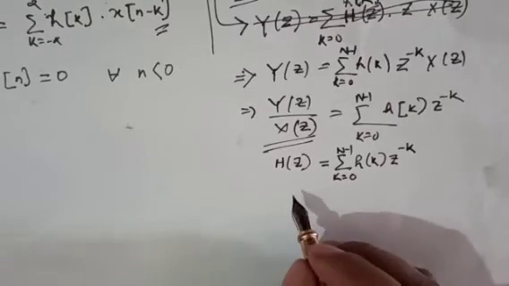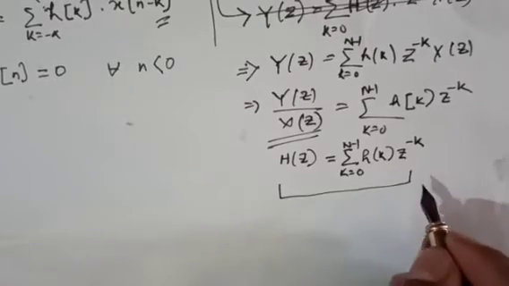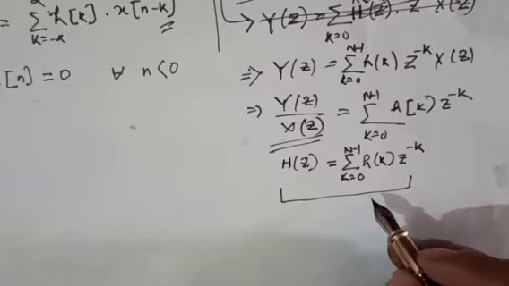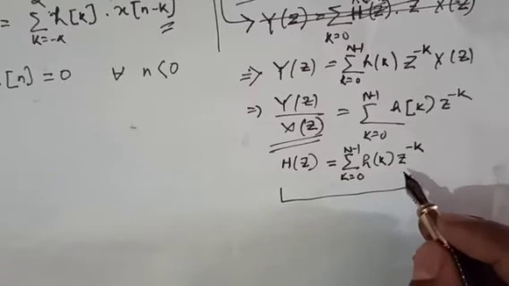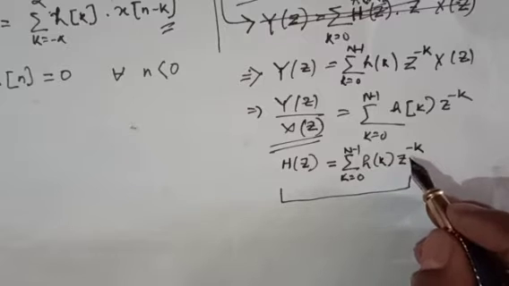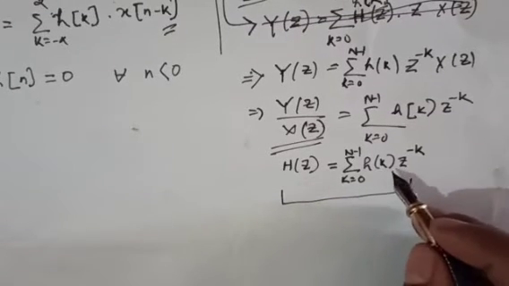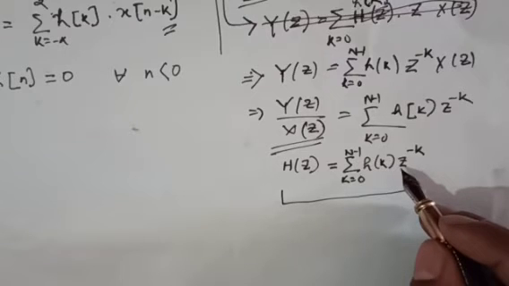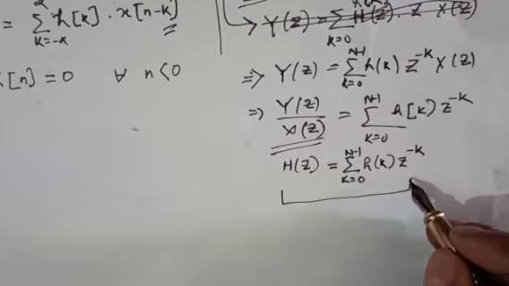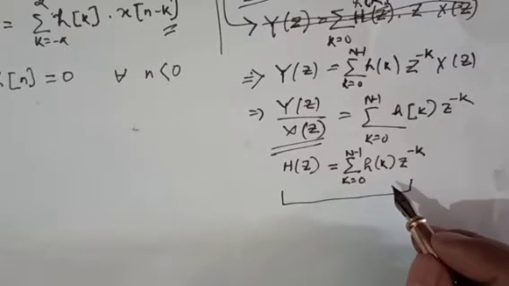So if we look at this h of z for an FIR system, finite impulse response systems, it is a finite degree polynomial. So it will be h of 0 z to the power 0, h of 1 z to the power minus 1, so on and so forth, up till n. So it is a finite degree polynomial, okay. So that can be implemented.